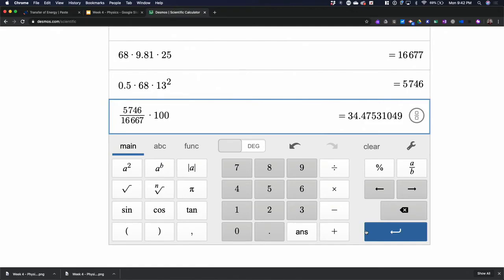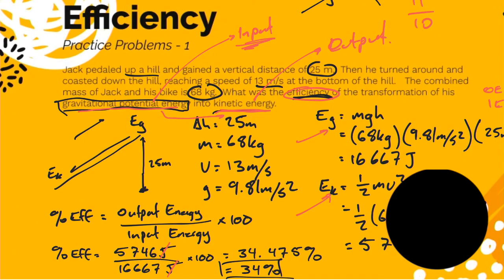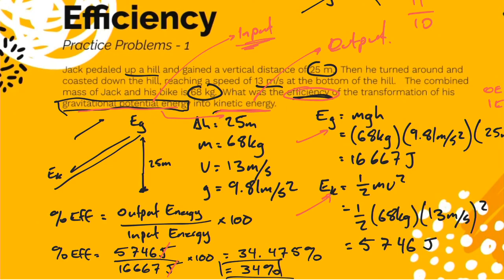I get an answer of 34.475%. And now we look at significant digits. I've got 2 significant digits on everything, so I'm going to leave this as 2 significant digits. So my answer is 34%, down at the bottom here. So my overall efficiency of this particular system is just 34%. So even as he's coasting down a hill from the top to the bottom, the efficiency of that system is 34%.